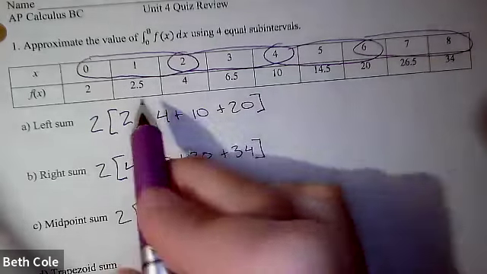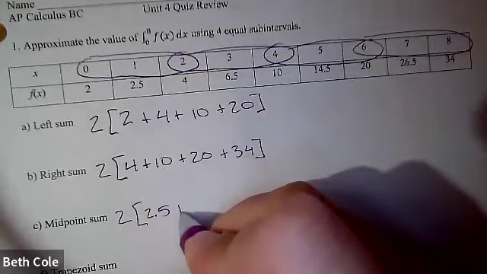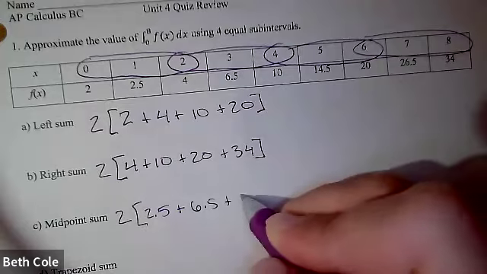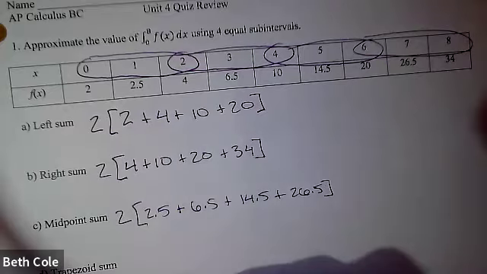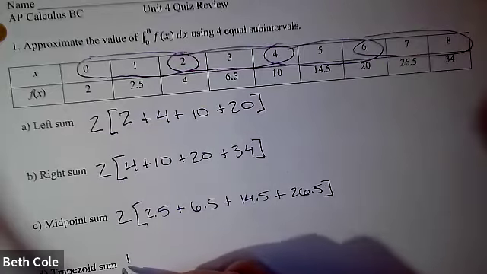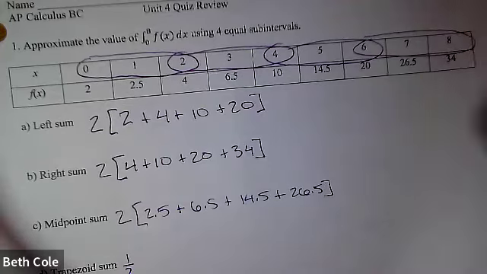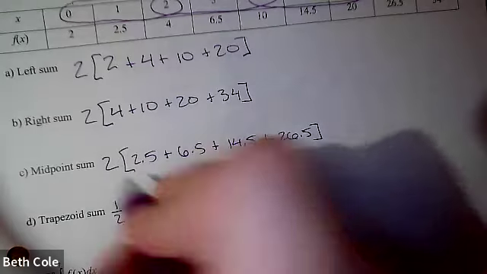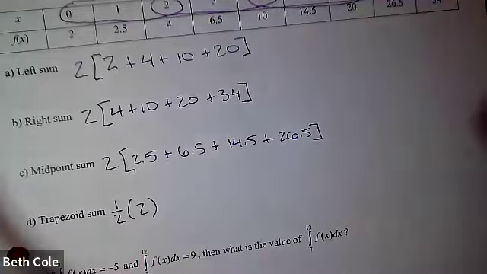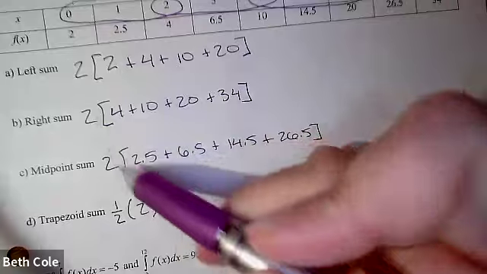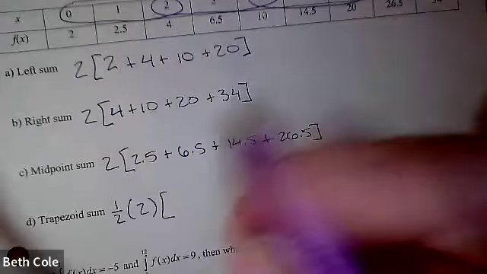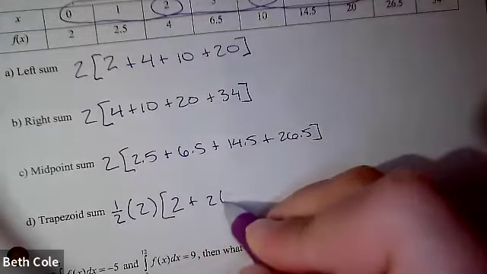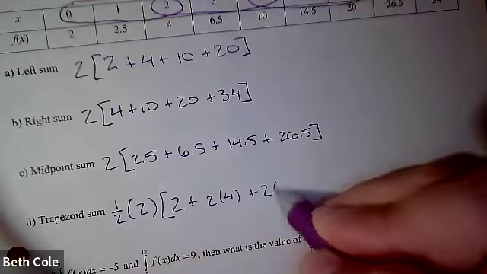Midpoint is going to be the values in the middle. So those are the ones that we didn't use yet. And trapezoidal. So a trapezoid formula has a 1/2 in it, that's part of the formula. And then it's the height, which is the length of the subinterval. That's this same 2 that we've used in all of them. And you're going to use the end points just once, and then everything in the middle twice.